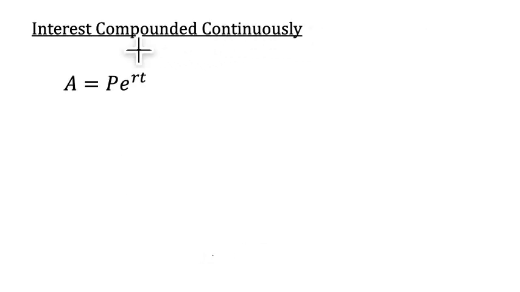Now here we have another interest rate formula. This is for investments that compound continuously. So instead of daily, instead of monthly, it's compounded continuously. And here our e comes in handy. So we have P, what we start with, multiplied by the number e raised to the power of the interest rate as a decimal times time.